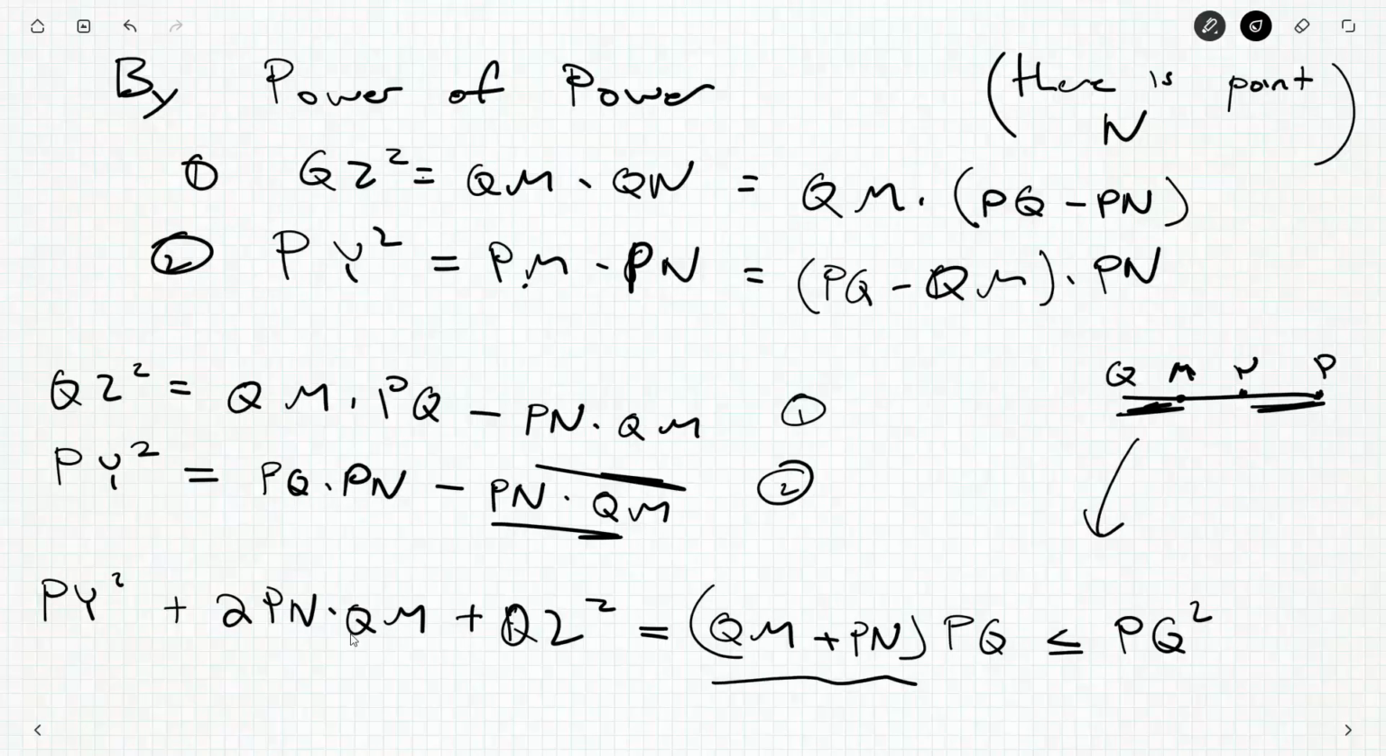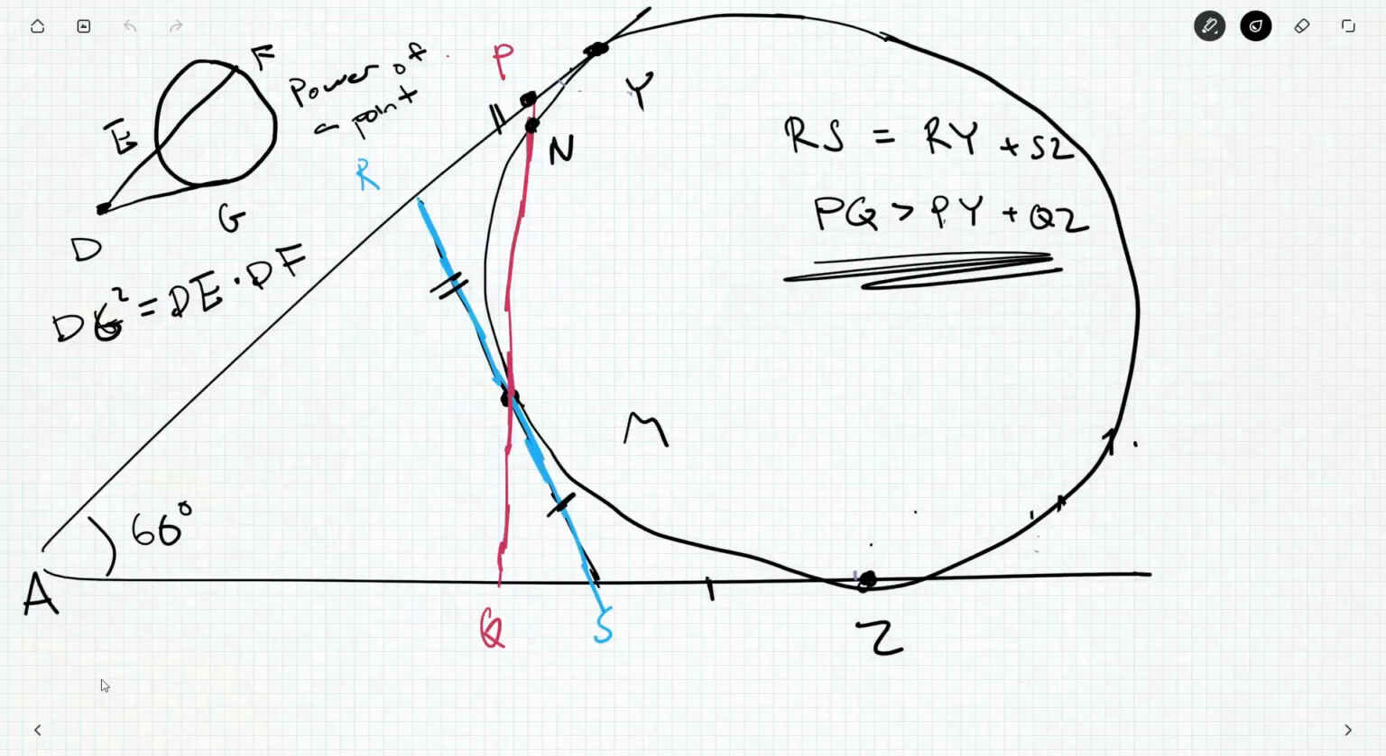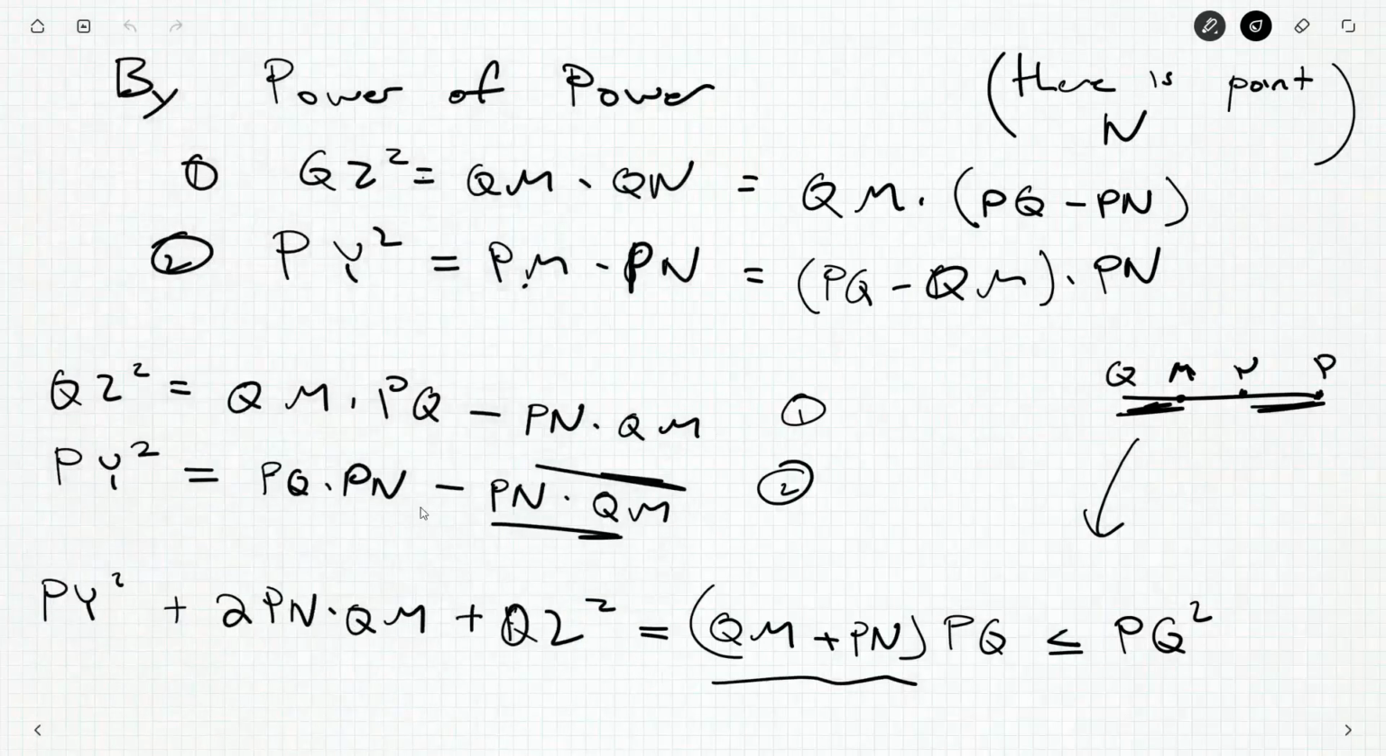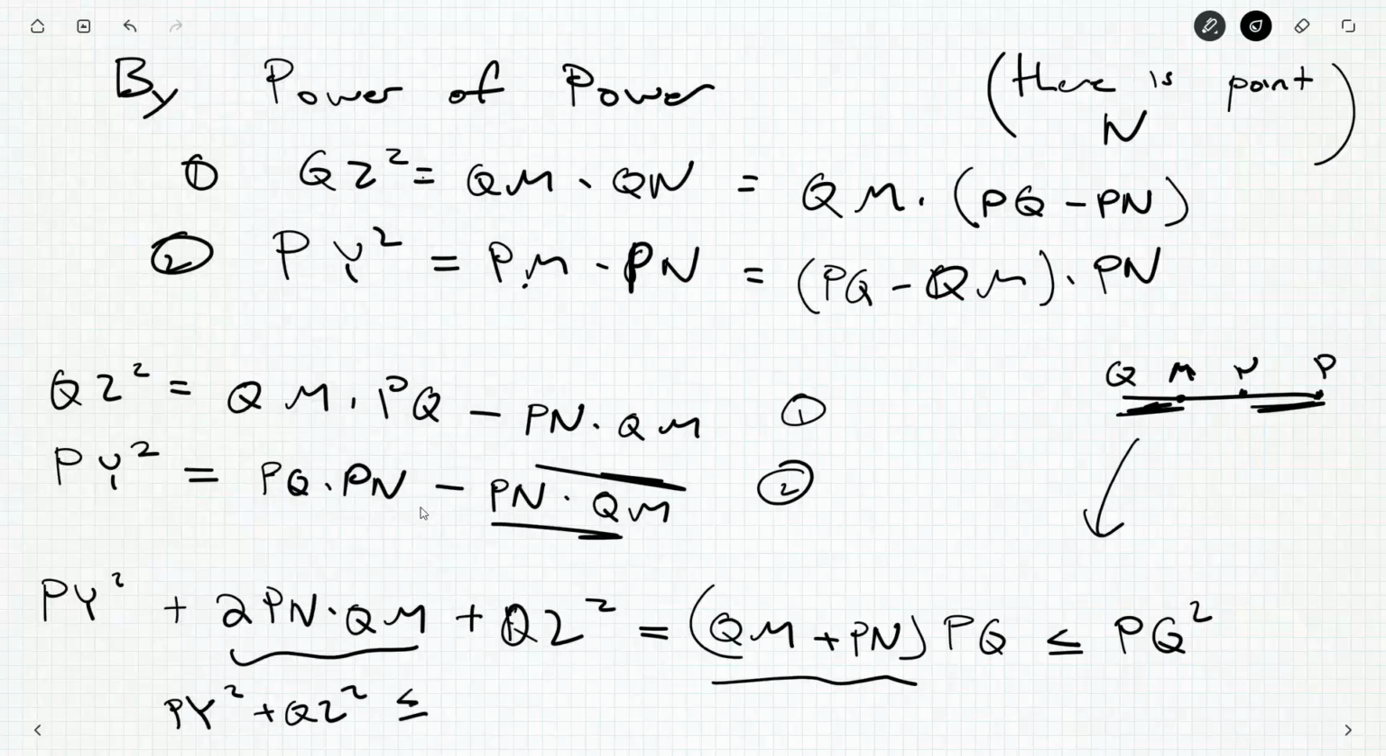I'm not sure. What is it that I'm trying to show? I feel like I've gotten stuck, I've gotten lost, and that's usually a time to stop and rewrite some things. So I want PQ is greater than PY plus QZ. This here is obviously positive, so I could definitely say that PY squared plus QZ squared is less than or equal to PQ squared. I don't think that's enough.